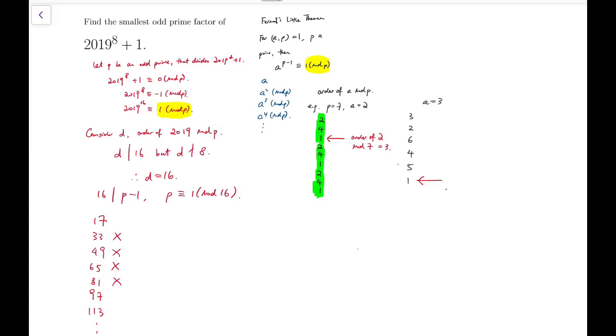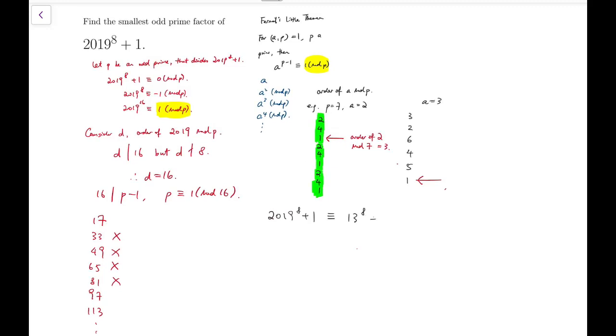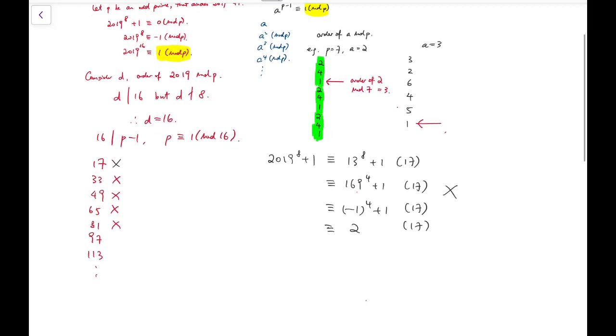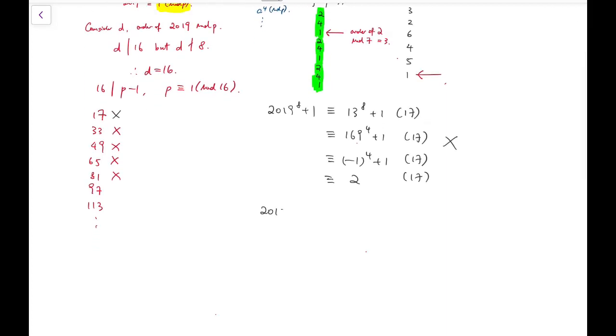The first one is when p is 17, then we have to consider this number mod 17. When we divide by 17, we will have 13 to the power 8 plus 1 mod 17, and then 13 squared is 169. So 169 to the power 4 plus 1 mod 17, which makes things much easier. It will become minus 1 to the power 4 plus 1 mod 17, and we quickly realize that it's just 2 mod 17, so it fails. Too bad. And the next number is 97.